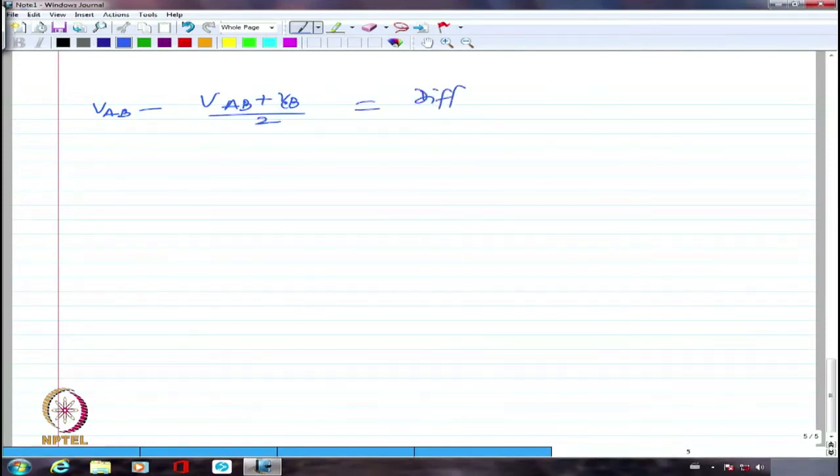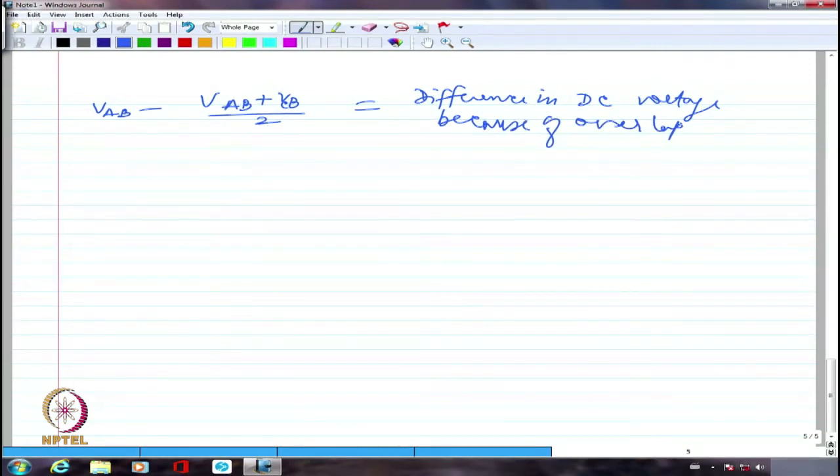So VAB minus VAB plus VCB divided by 2. This is the difference in DC voltage because of overlap. Right? So this is going to be VAB by 2, VAB minus VAB by 2, so VAB by 2 minus VCB by 2. Right?